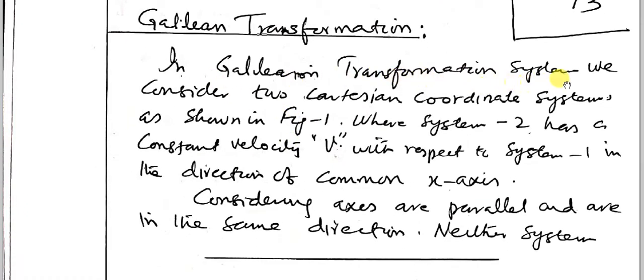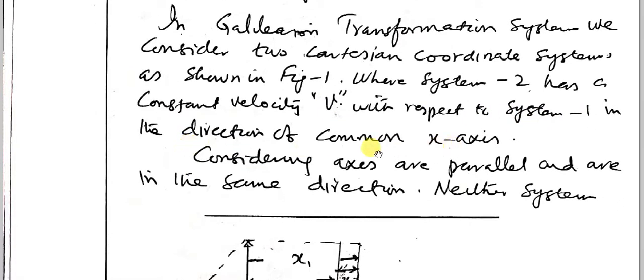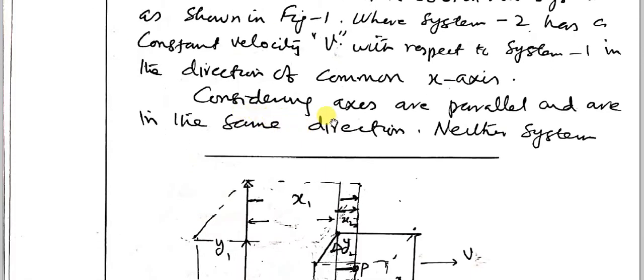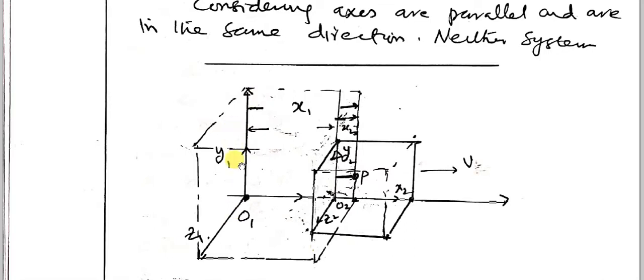In Galilean transformation system, we consider two Cartesian coordinate systems as shown in the figure, where system 2 is moving with a constant velocity v with respect to system 1 in the direction of the common axis, which is the x-axis. The axes are parallel and in the same direction. So here are two systems. This is system 1, represented by x1, y1, z1. This is system 2, represented by x2, y2, z2. System 2 is moving with a constant, uniform velocity v.